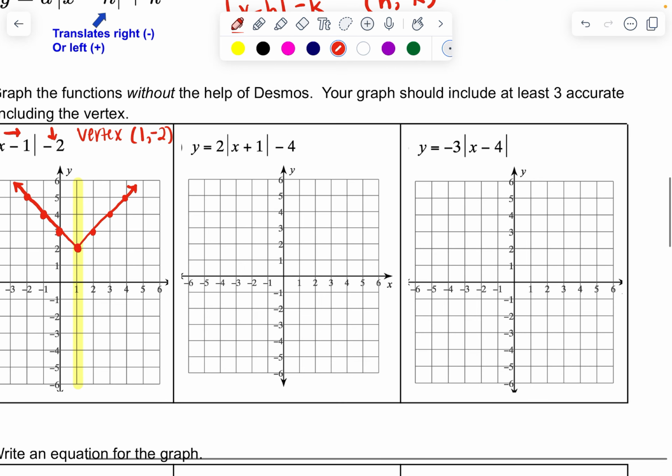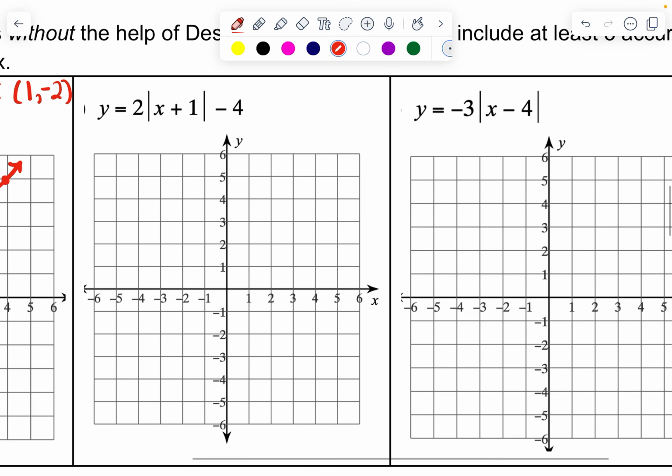Let's look at one that has a number out in front. Adding on the inside is going to make us go left. Subtracting on the outside is going to make us go down. So if I go left, that's negative 1. Down is negative 4. So I'm going to put my vertex there and draw in my line of symmetry.